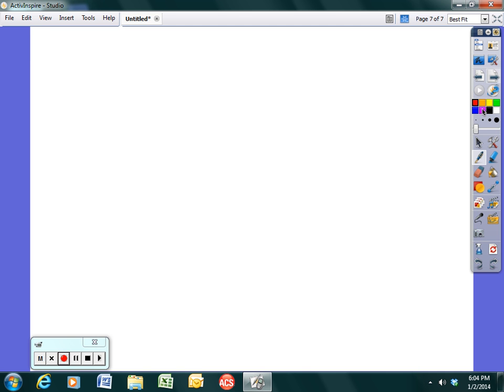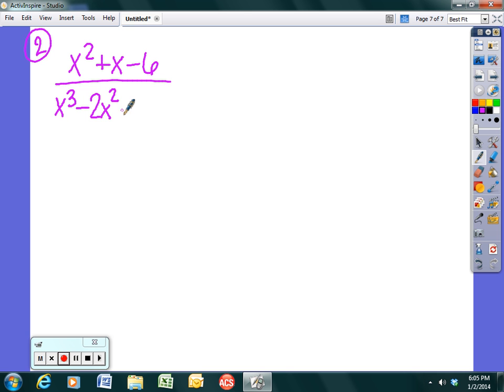Let's try another example. Example 2. We have x squared plus x minus 6 over x cubed minus 2x squared minus 35x divided by x plus 3 over x squared minus 7x. This one is a little different than the ones you've seen before. Before we can factor the trinomials, we need to factor like terms out of the trinomial stuff.